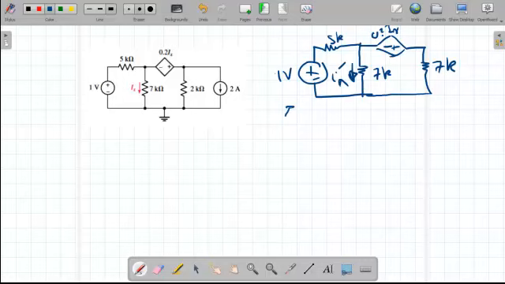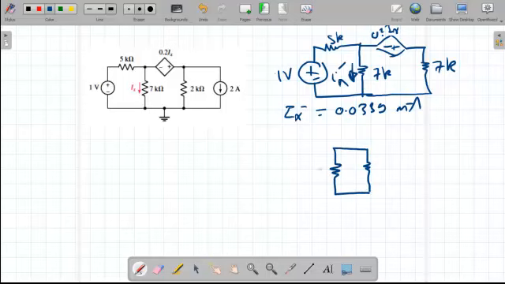So here we say IX double dash will equal 0.0339 milliamp. For the second case, this becomes short circuit. So here we will have 5K in series with the 7K. So this is 5K. This becomes the 7K, and we still have IX here.